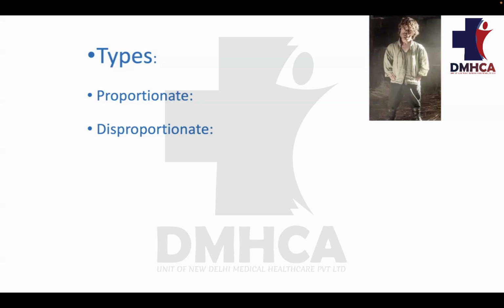Like how much ever the upper segment is short, that much only the lower segment is short. So both are short, so the ratio becomes normal. The ratio becomes normal in a case of proportionate short stature because the upper segment and lower segment both are short.